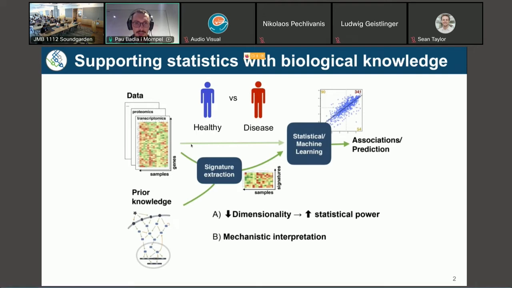So in many experimental designs, we have omics data coming from healthy and disease patients. And one approach one could take is to use statistical methods to make associations or predictions of the disease. While this approach is valid, the problem with omics data is that they have high dimensions, so it's hard to interpret. And also we might not have enough statistical power. So in our group, we have specialized in leveraging prior knowledge to extract biological signatures from this omics data. And then we use these signatures to make associations or predictions to disease. This signature extraction lowers the dimensionality of the data, which increases its statistical power and makes interpretation easier.